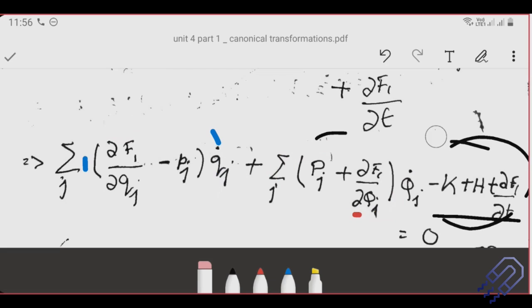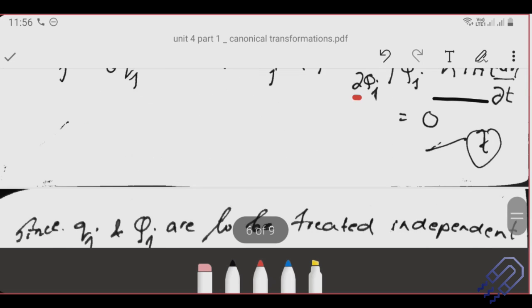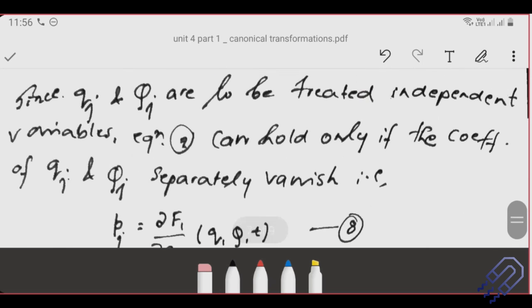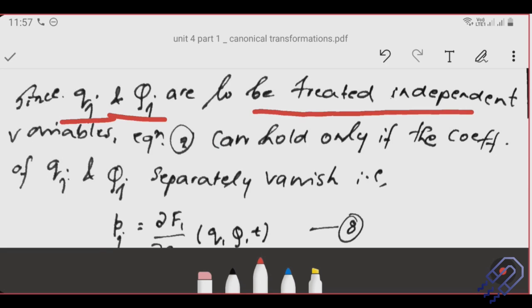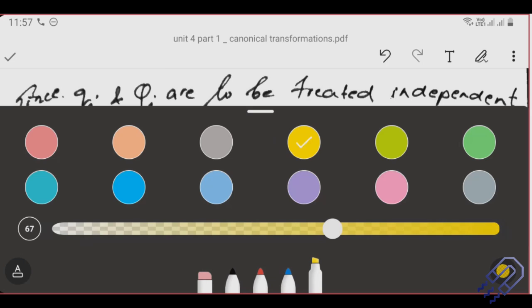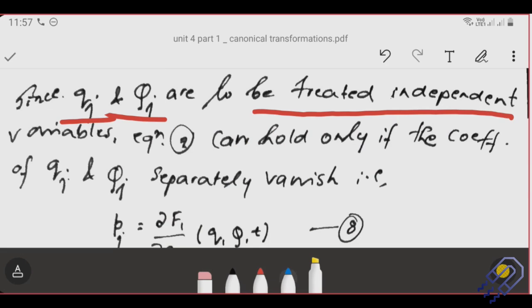So if we do that, we can just write it down in this way. An important point that you should write down in your exam is that this small qj and capital Qj are treated to be independent. This independent is the highlighted term. So this is important. If we take this independent term, then we can always write it down separately.